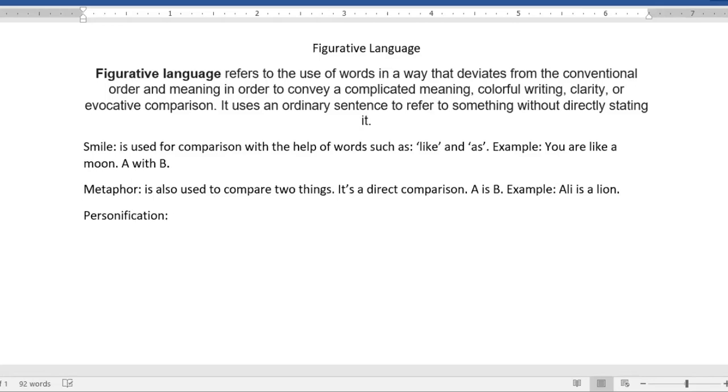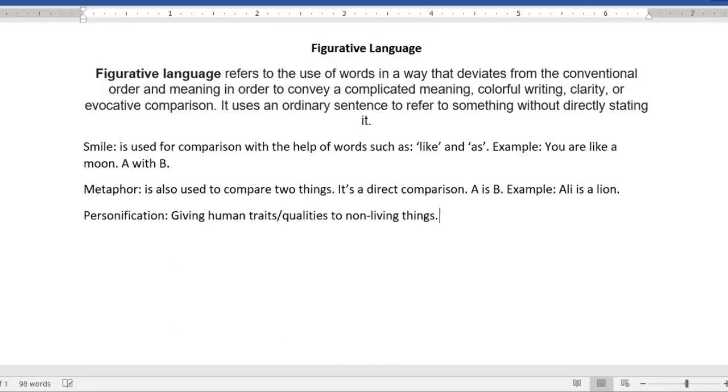No one knows this. Now, figure: personification. Let me tell you what personification is. When you give qualities or traits of humans to non-living things, it is personification. So what is its definition? For example, giving human traits or qualities to non-living things. Are you getting it?